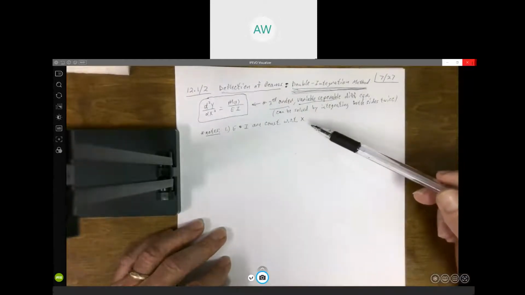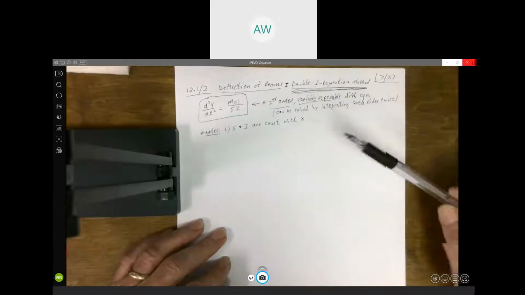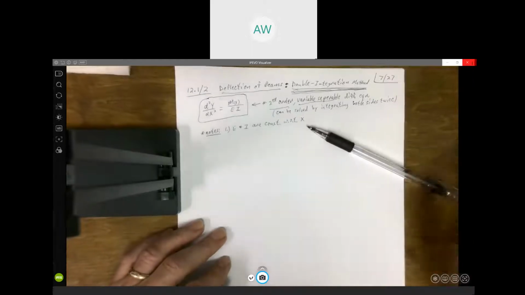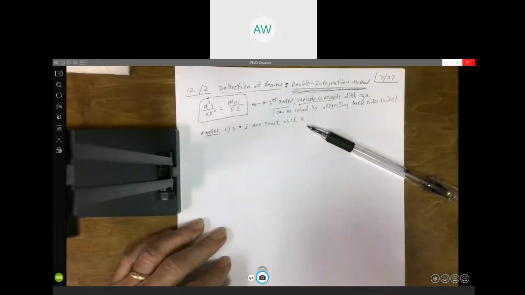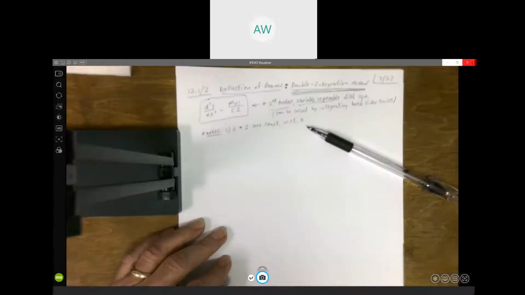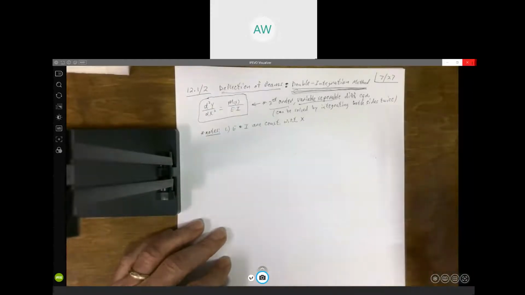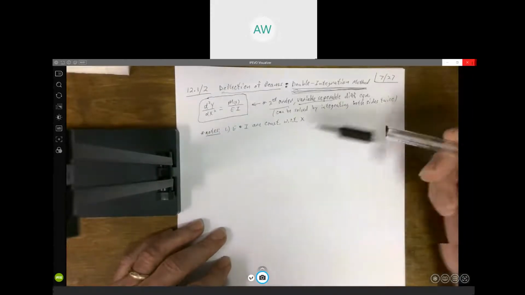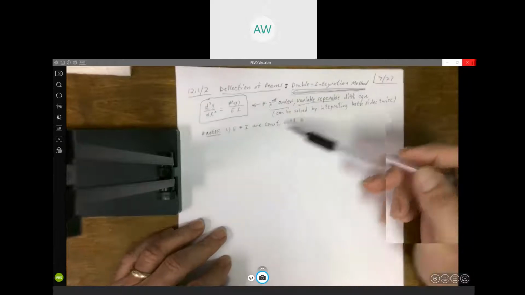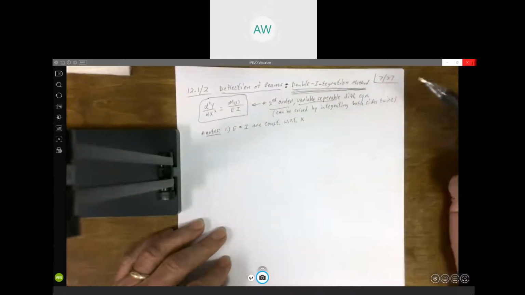It stays constant. Now, there are beams where the cross-section does change. We call those tapered beams. The cross-section either gets bigger or smaller as you go down the beam. That's a problem for a later class. Okay, we're not going to encounter anything with those circumstances in this class. We're assuming the cross-section is constant and the material is constant.